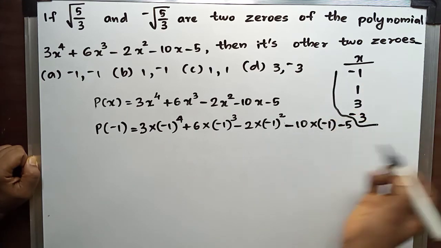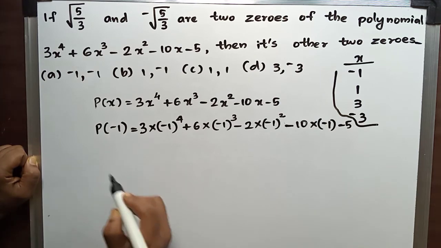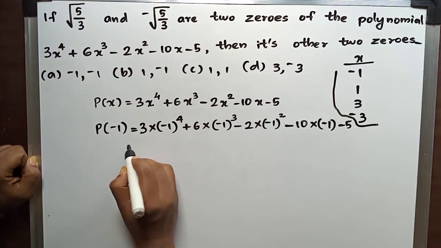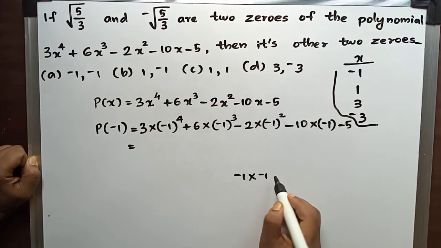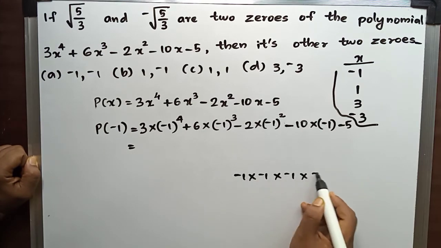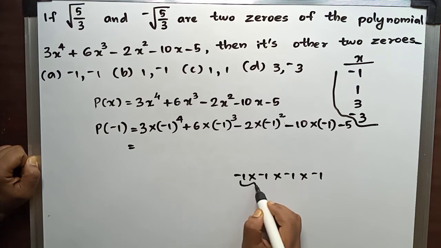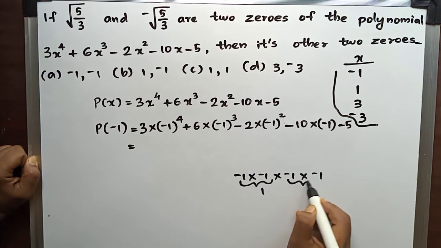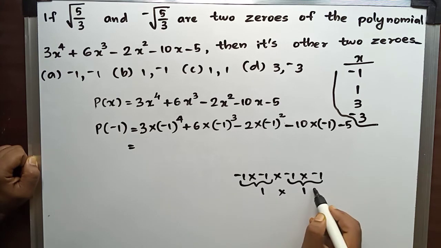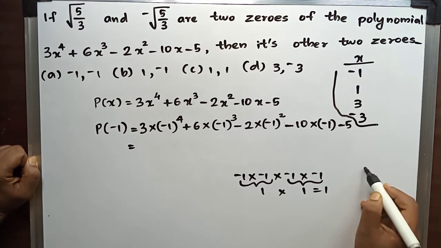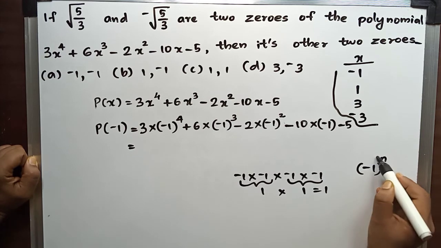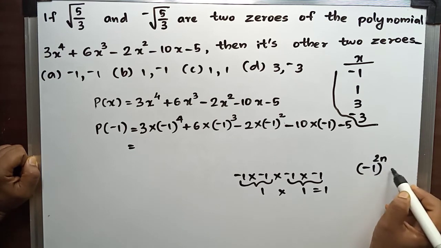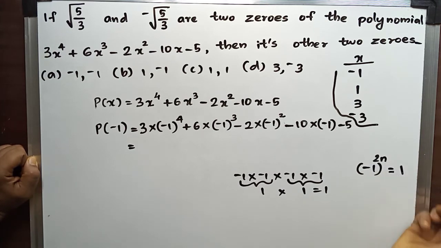Okay, this is P of minus 1. Minus 1 raised to 4 is minus 1 into minus 1 into minus 1 into minus 1. See, minus 1 into minus 1 is 1. Here also it is 1. 1 into 1, 1. Anyways, minus 1 raised to an even number will give you 1.